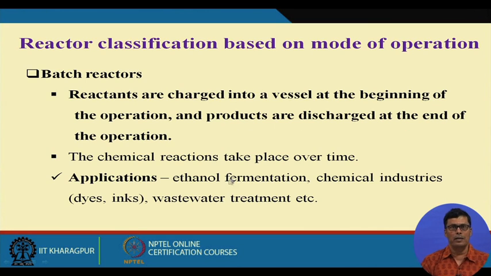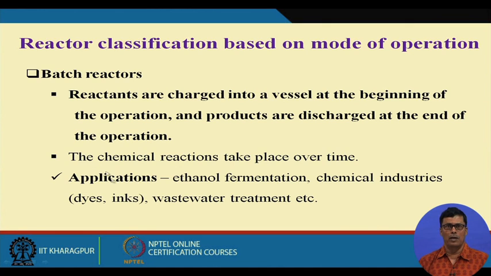Now reactor classification based on the mode of operation. This is, as I told you, the batch reactor. This is the most ancient, I can say the old type of reactor, and basically easy to operate, because you take the raw material at a time and let the reaction take place, and after the reaction is over, you take out the material.